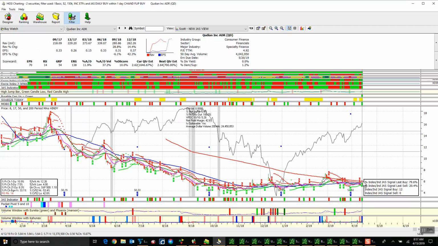12 new buys on Friday, 0 sells. This is clearly a hot group as well. 7 new high close doji weeklies.